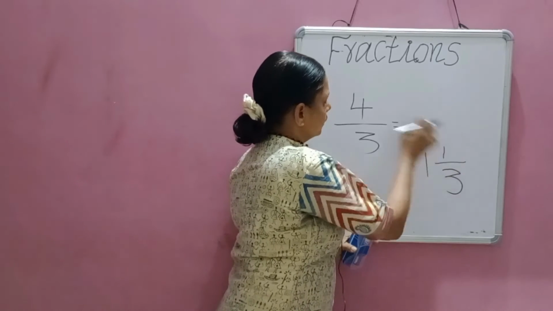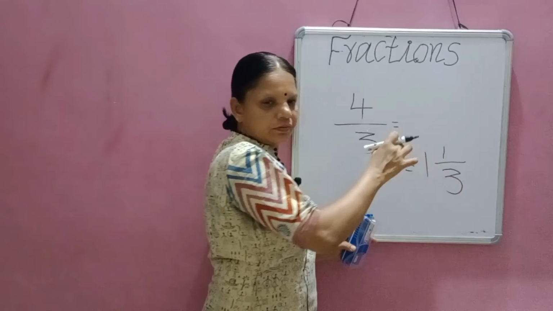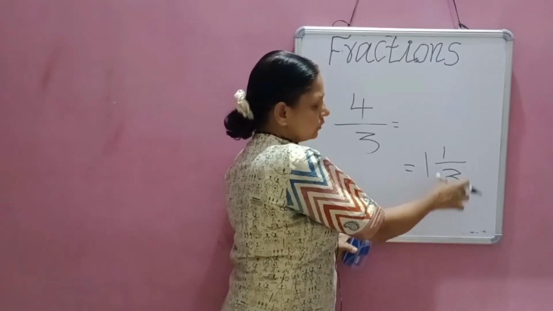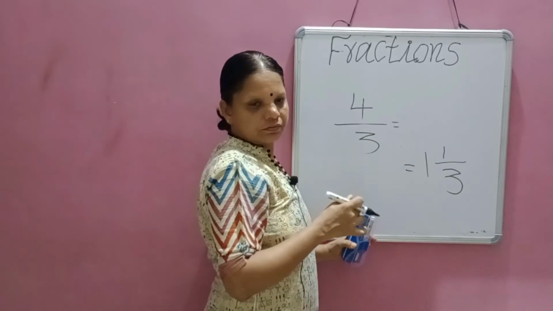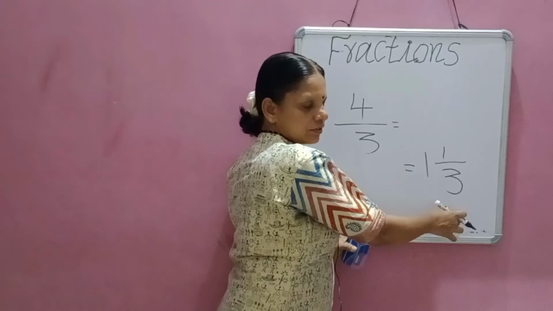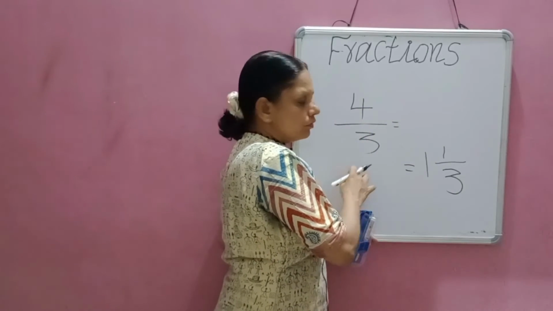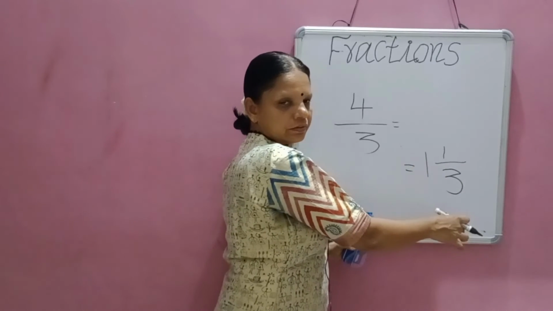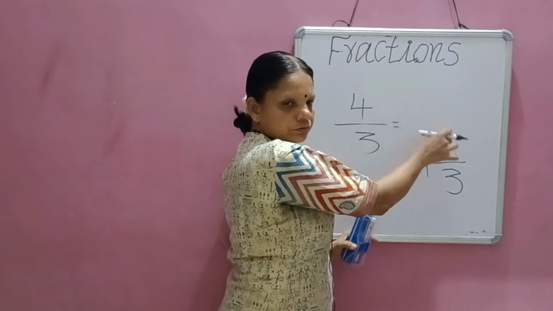So this 4 upon 3 is equal to 1 and 1 upon 3. We can write like this. Clear? So this form is called mixed fraction. So improper fraction can be converted into mixed fraction. Clear? So different types of fraction you understood now.